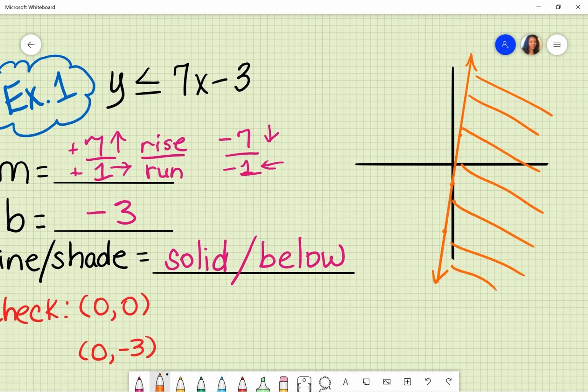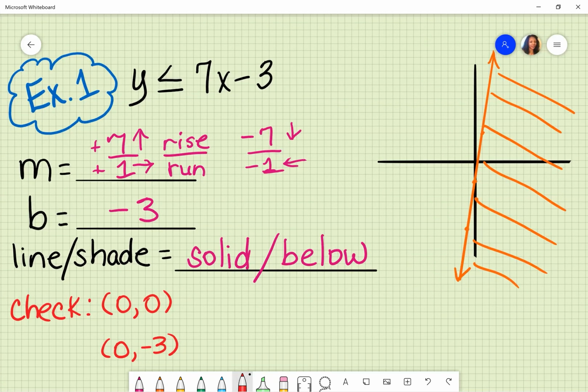So let's check and see if that's actually true. I always use these points. I use my origin and I use my y-intercept. So the y-intercept has to have 0 for your x value. So what I do is I go back to my inequality and I check my work. So I substitute the zeros in for x and y and see if that's true. So when I multiply this 7 times 0, of course, that's going to go away. And now, is 0 less than or equal to -3?